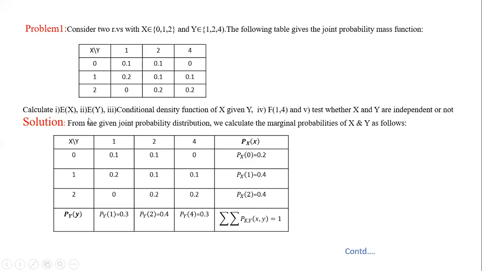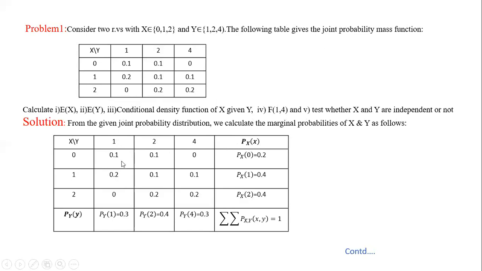Now we have to compute the mean, the expected value of X, the expected value of Y, the conditional density function of X given Y, and F(1,4), and test whether X and Y are independent or not. So this is the table given, x values are 0, 1, 2 and y values are 1, 2, 4.